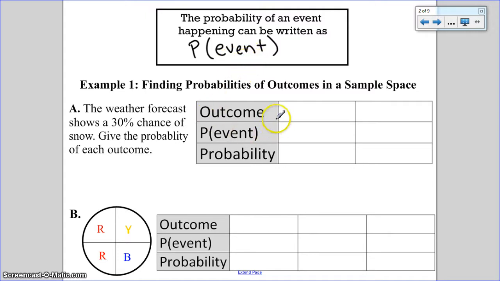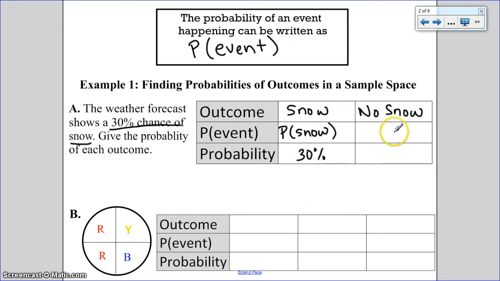So let's look at this first example. It says the weather forecast shows a 30% chance of snow. Give the probability of each outcome. Well, the outcomes are you're either going to have snow or you're going to have no snow. Obviously, there are other forms of precipitation, but in this example, we're just talking about whether or not we get snow. So we would describe this as the probability of getting snow. And the word problem tells us that there's a 30% chance of snow. So it gives us that probability.